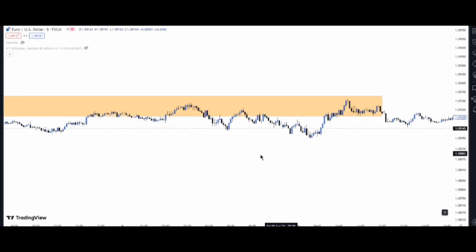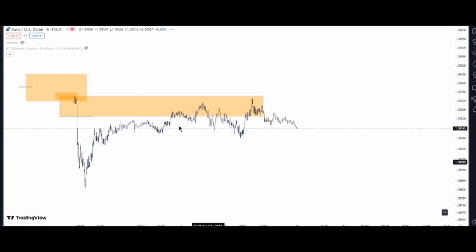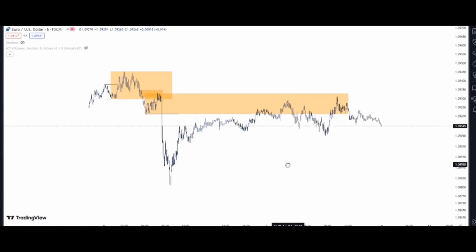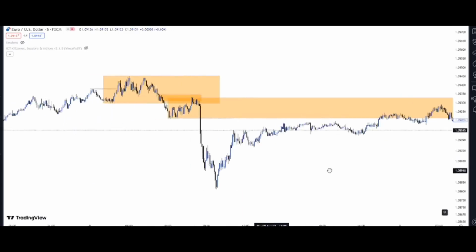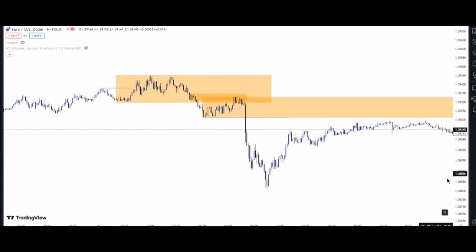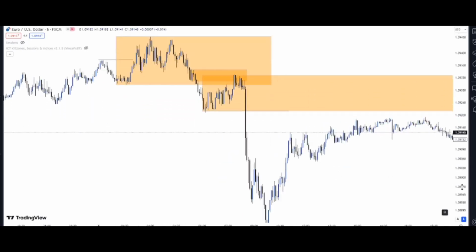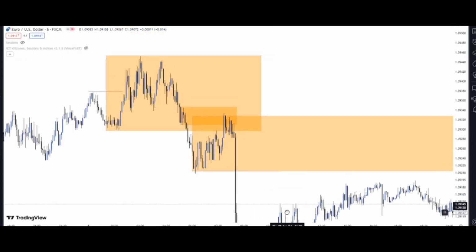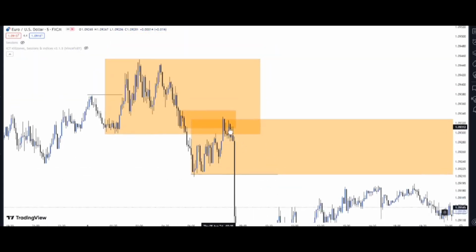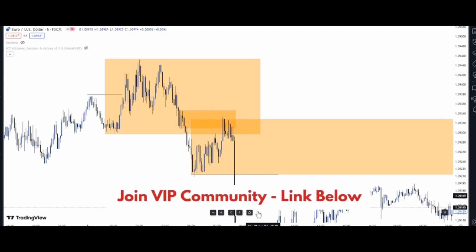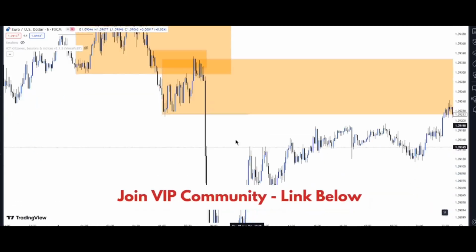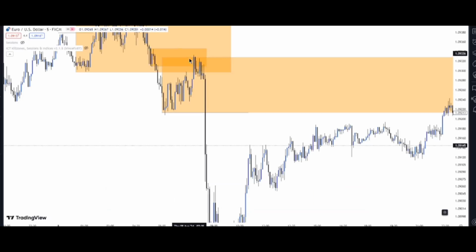So this is that zone on the 1H, this one. Now look at what happened here. Let me show that to you. Now price has tapped into this as the last mitigation. That's the last mitigation before this drop. All right, now after that mitigation, you need CHoCH. And where is CHoCH here?